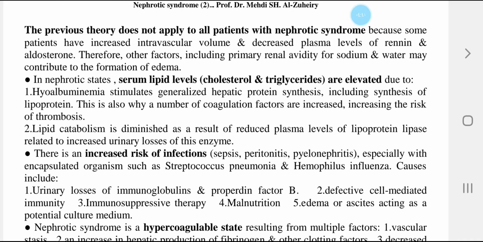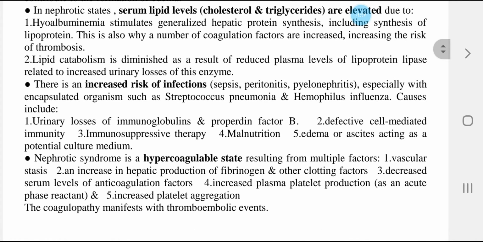There is an increased risk of infection like sepsis, peritonitis, and pyelonephritis, especially with encapsulated organisms such as Streptococcus pneumoniae and Haemophilus influenzae. Causes include: 1. Urinary losses of immunoglobulins and properdin factor B. 2. Defective cell-mediated immunity. 3. Immunosuppressive therapy. 4. Malnutrition. 5. Edema or ascites acting as a potential culture medium.